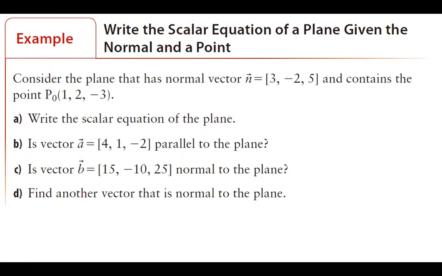B, is vector a whose components are 4, 1, -2 parallel to the plane? C, is vector b normal to the plane? D, find another vector that is normal to the plane. Okay, I'll give you 5 minutes to consider these questions.